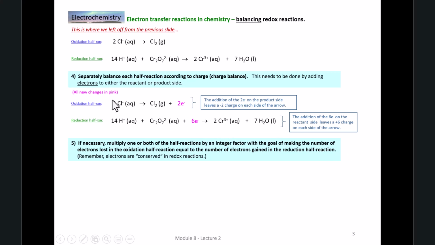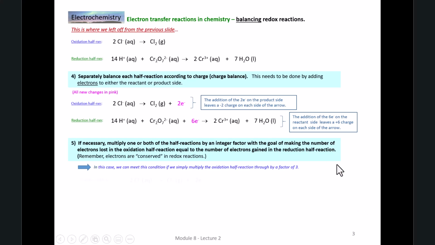So we split up the reaction into 2 half reactions. We've balanced each half reaction separately according to mass and charge. Now our final task is to get the number of electrons lost in the oxidation half reaction equal to the number gained in the reduction half reaction. Now we can do that here by simply multiplying the oxidation half reaction through by a factor of 3.